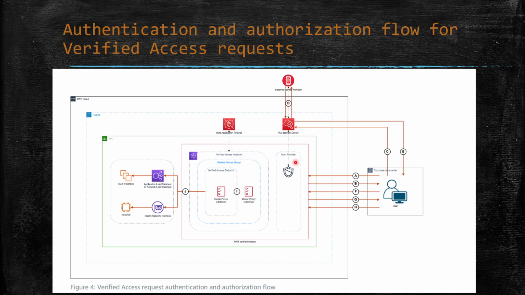So when I say external IDP, it means that you can bring any existing external SAML provider, or if you have any OIDC connected. So whether it's Okta, JumpCloud, or Microsoft Entra or anything. So these are the flow of authentication authorization requests.